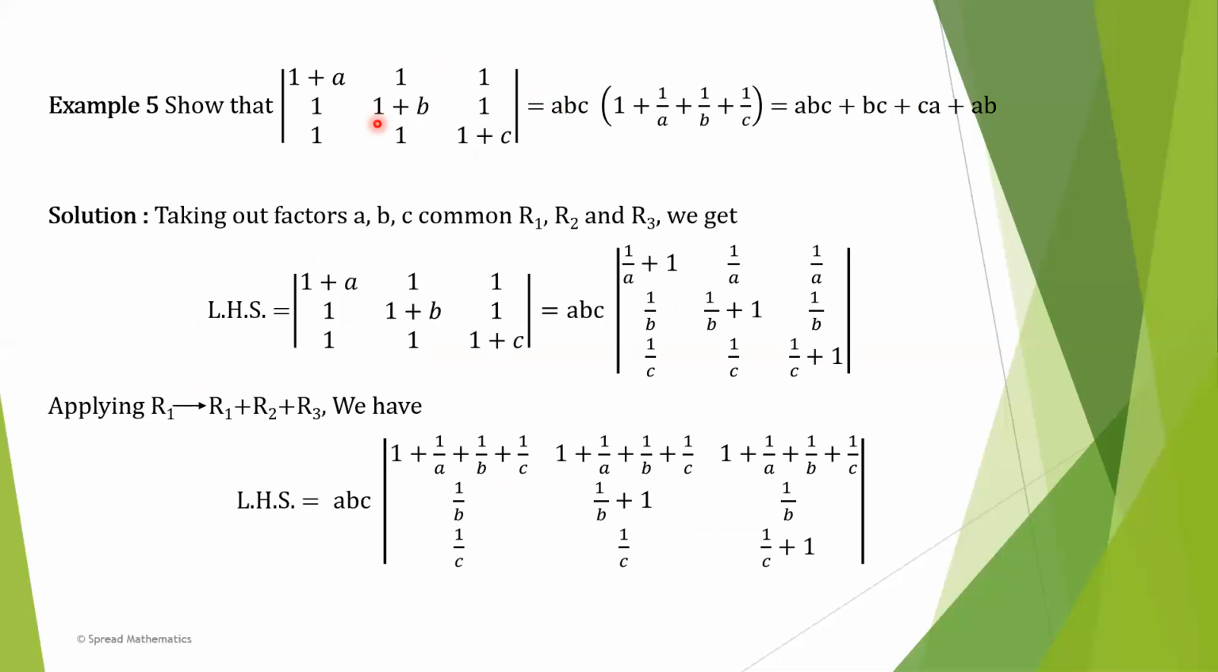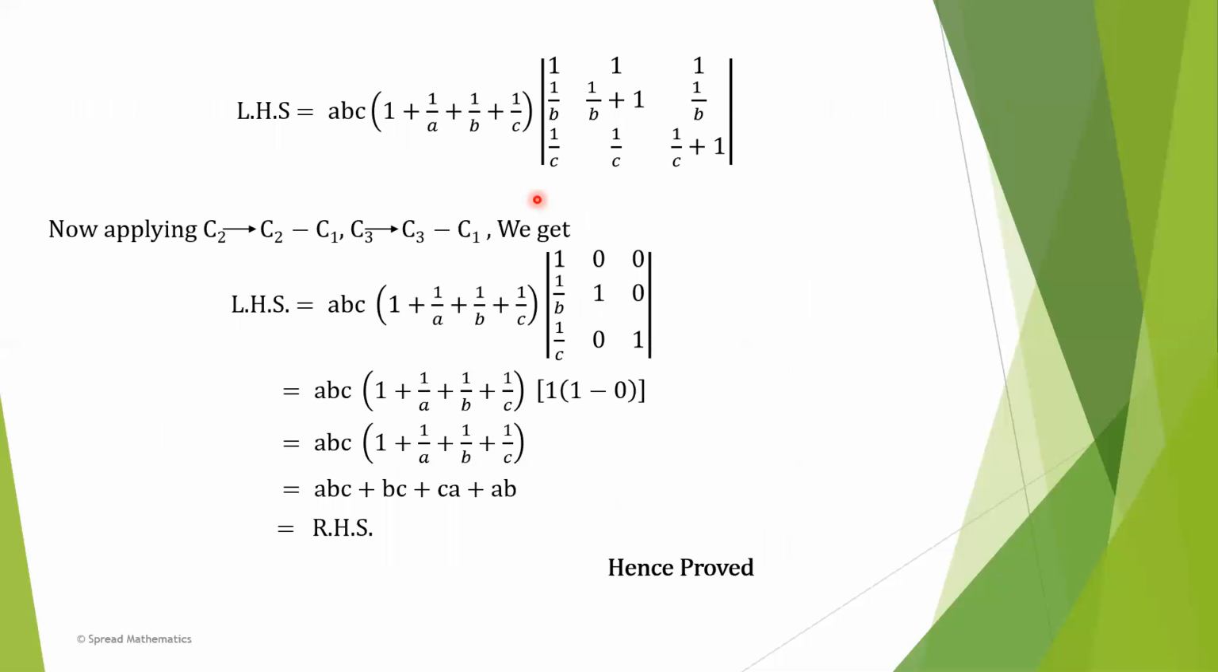Next, show that this determinant will be equal to this and this also. Now we are taking left hand side and we are taking common A in R1, we are taking common B in R2, and we are taking C in R3. So ABC is here, and here 1 upon A plus 1, 1 upon A, 1 upon A, and like this here and here also. Now we are applying R1 replaced by R1 plus R2, R3. Then we get this determinant. And you can see here 1 plus 1 upon A plus 1 upon B plus 1 upon C is common. So we are taking common.